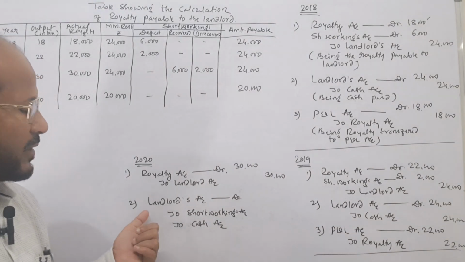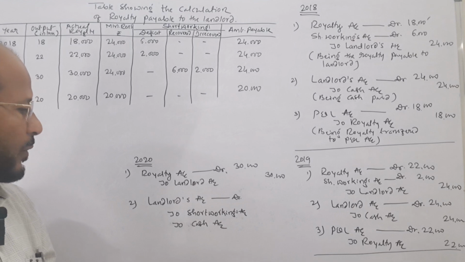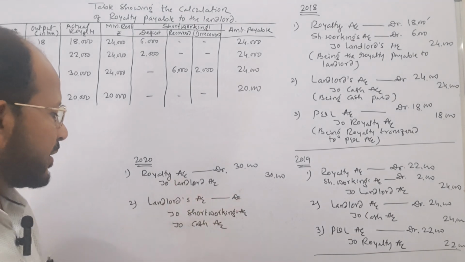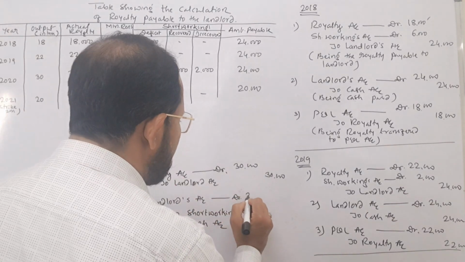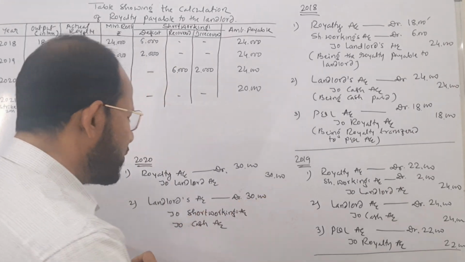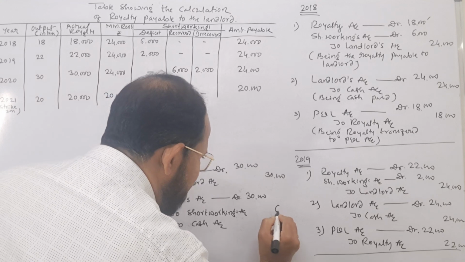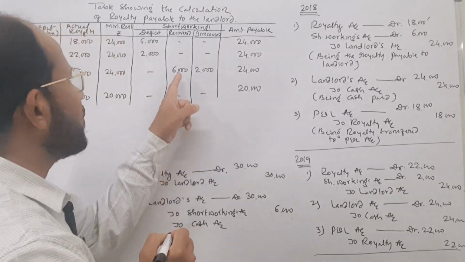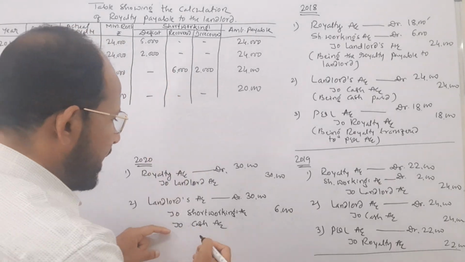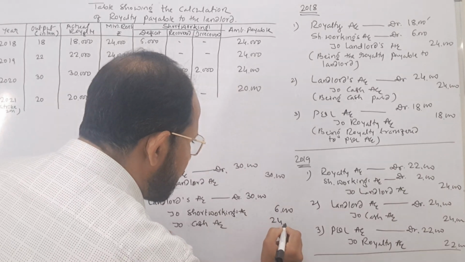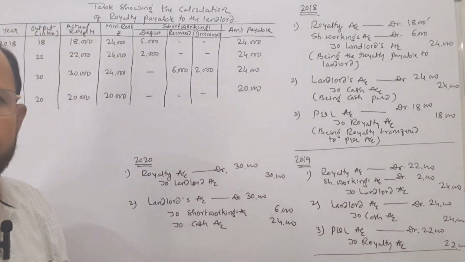Okay, here the second entry is: landlord's account is to be debited with the amount of rupees how much? 30,000. And the short workings account is credited with the amount of rupees 6,000, because 6,000 is recovered here. And the remaining amount of rupees 24,000 is given to the landlord.